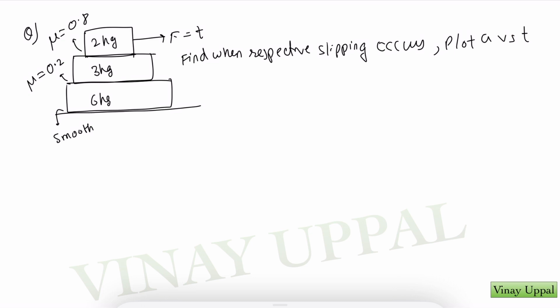Alright, so the question is asking us to find when the respective slipping occurs between the blocks: when the slipping occurs between 2 kg and 3 kg, and when slipping occurs between 3 kg and 6 kg, and to plot the acceleration versus time. The coefficients of friction have been given to you, and the force acting on the top block is equal to time once again. So try it out, then you can take a look at a solution.